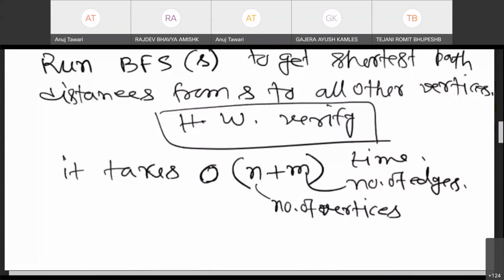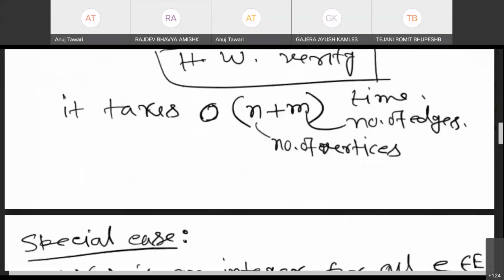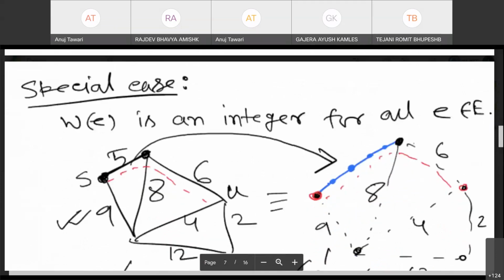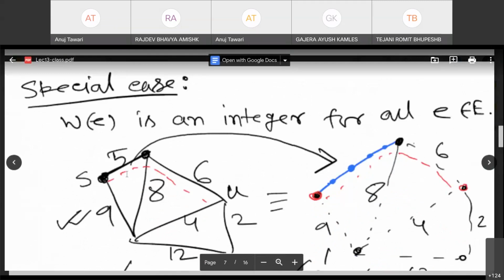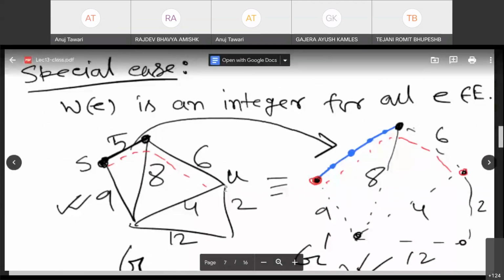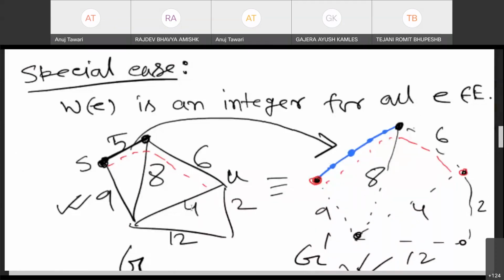But we want to move to more difficult cases, which is that, let's say, I'm given integer edge weights in the graph. You are given this source vertex S, and you are given this vertex U, and you are given these edge weights, all of them integral weights. So now, how do you find the shortest path? Any ideas?